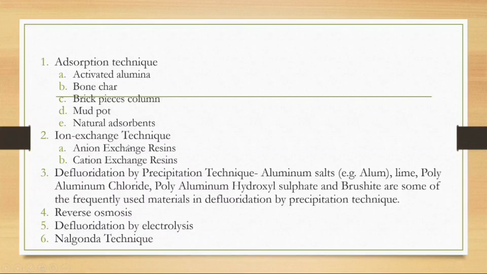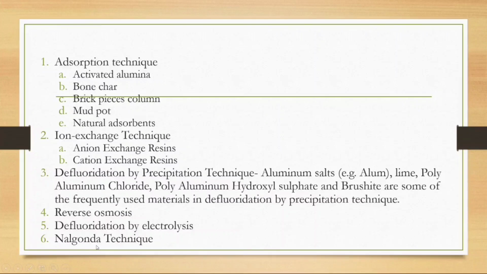Ion exchange, we can use anion and cation exchange, like carbon 1, carbon 2. Defluoridation by precipitation, that is the most common one, using alum and lime, that it gets precipitated, combines with the fluoride, and fluoride will be precipitated due to the chemical action. Then we have reverse osmosis, electrolysis, and the Nalgonda technique, which is the most popular one.